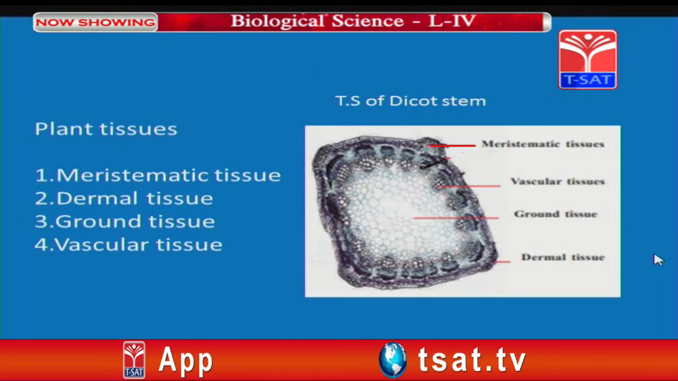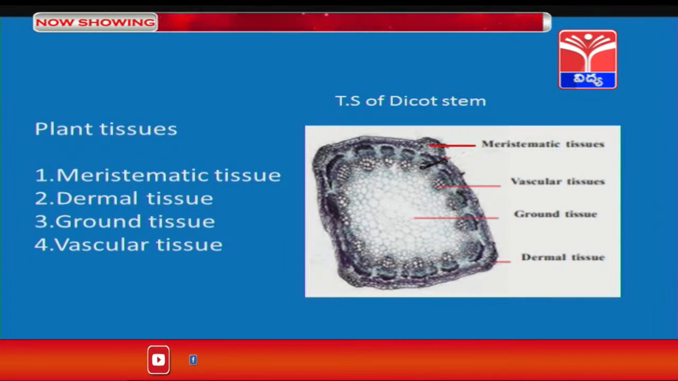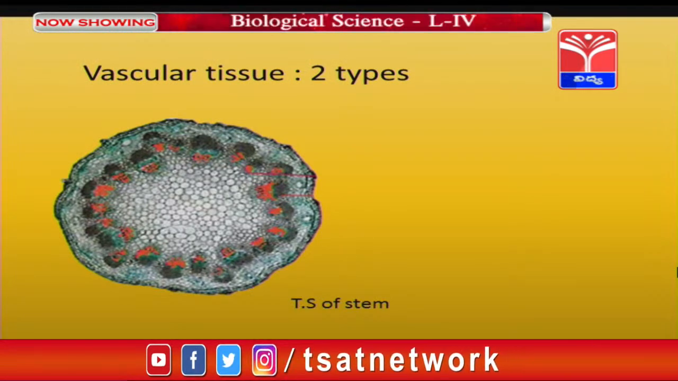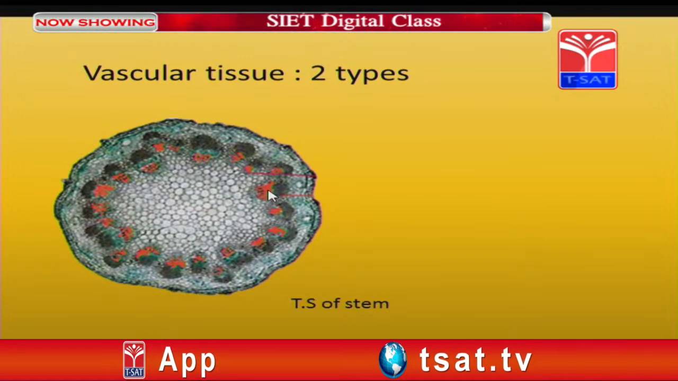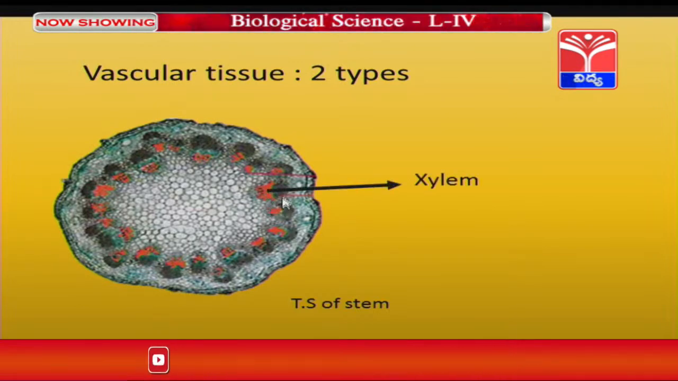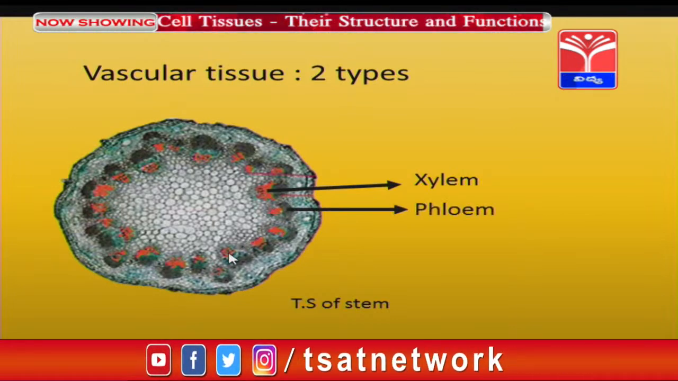Now, let us move on to the fourth tissue, that is vascular tissue. Vascular tissue is of two types. Now, observe this TS of stem here. You can see some cells in the colored portion, these are called the xylem tissue, and the cells near to this xylem are called the phloem.